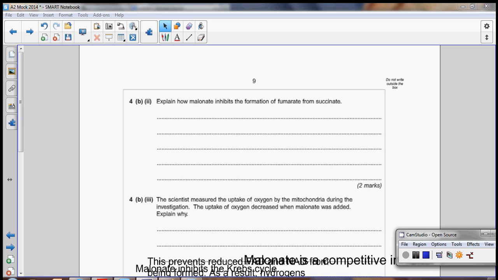Next we have a question that asks you to explain how malonate inhibits the formation of fumarate from succinate. Now, we've already worked out that malonate is a competitive inhibitor, so this question is nice and easy. But this shows you the importance of reading the question thoroughly, because if you'd not read the question thoroughly, you might have missed out on the clues the examiners were giving you.